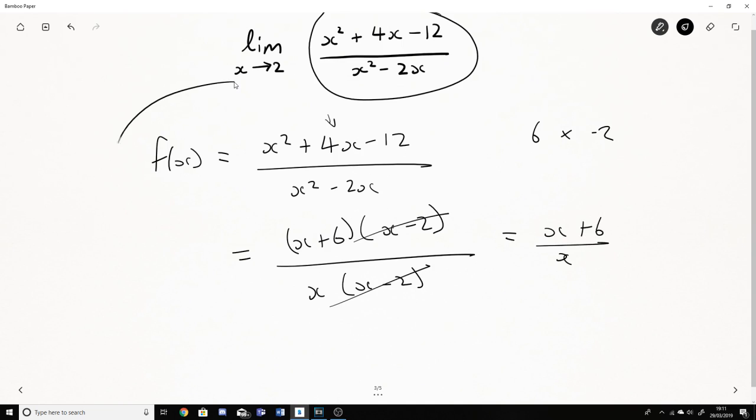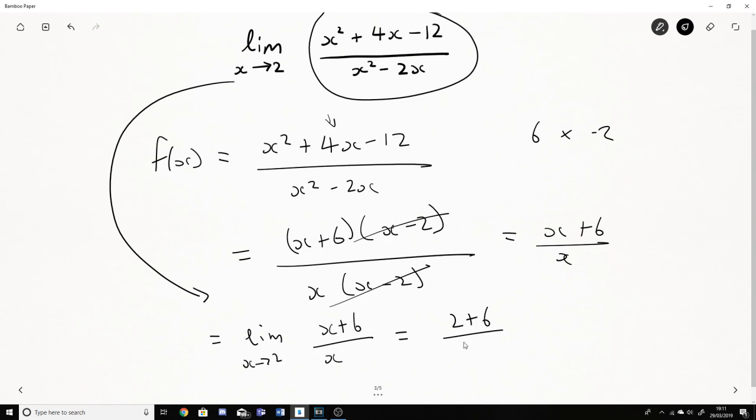Bring that all the way back to our limit. This limit just equals the limit as x approaches 2 of x plus 6 all over x, which is just 2 plus 6 all over 2 equals 8 over 2 equals 4.